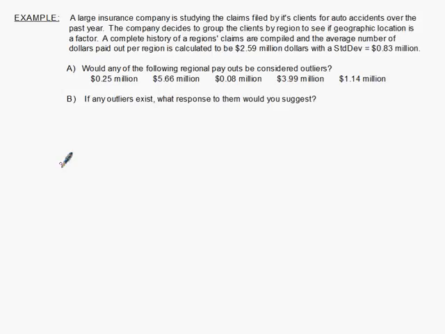A complete history. That word, complete, is very important. History of a region's claims are compiled, and the average number of dollars paid out per region, or for this particular region, is calculated to be $2.59 million with a standard deviation of $0.83 million.